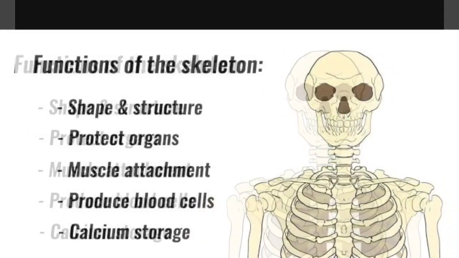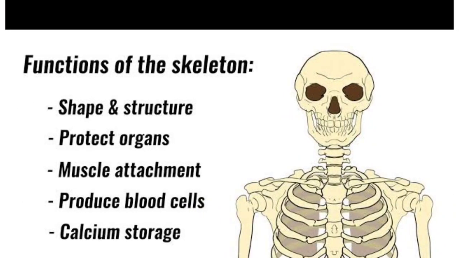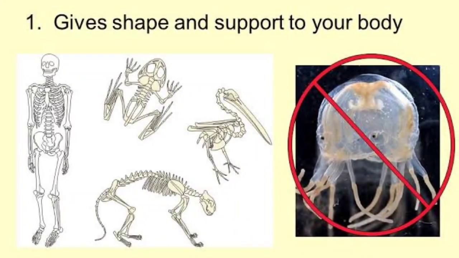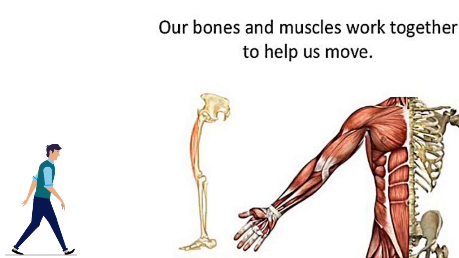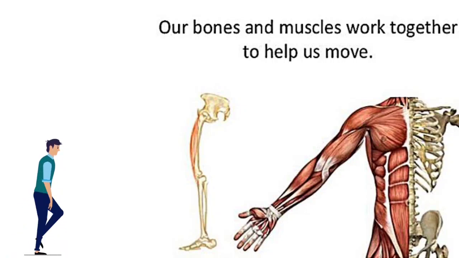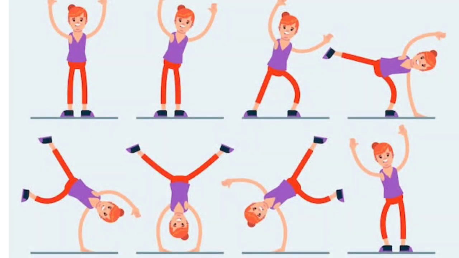Now, what are the functions of the skeleton? Some of the functions of the human skeletal system are: Number 1, shape. The skeleton provides shape and support to our body. Number 2, movement. Along with the muscular system, it helps in movement and locomotion. This allows human beings to do all kinds of movement. A human being can sit, stand, run or walk.